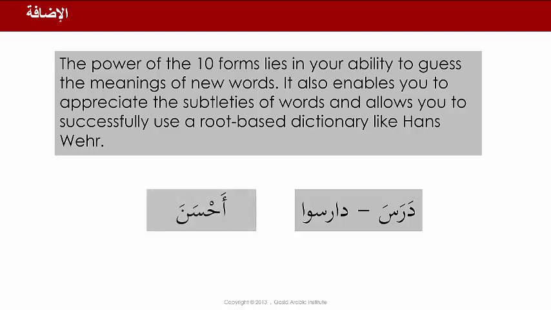We could also look at a word like ahsana. Ahsana is form 4, and hasuna is a word that means... even if you don't know what hasuna means, ahsanu as a noun means the best. So here we have ahsana in form 4, which means to do good to, or to do something with excellence, or to do something beautifully.